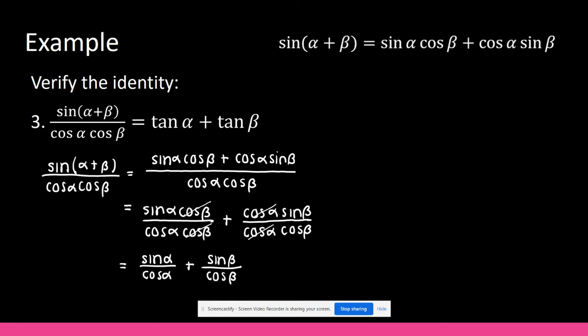Well, both of these are sine over cosine. We'll notice that sine over cosine is the quotient identity, which gives us then tangent. Now notice that the first one is dealing with alpha, and then the second one is dealing with beta. And that's what I wanted, so I'm done.